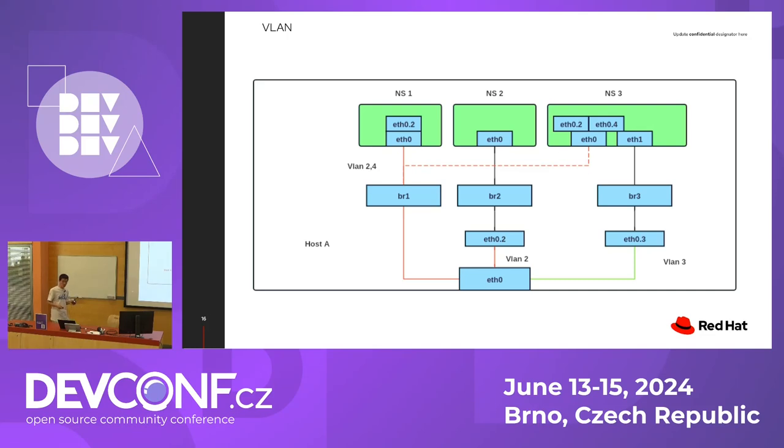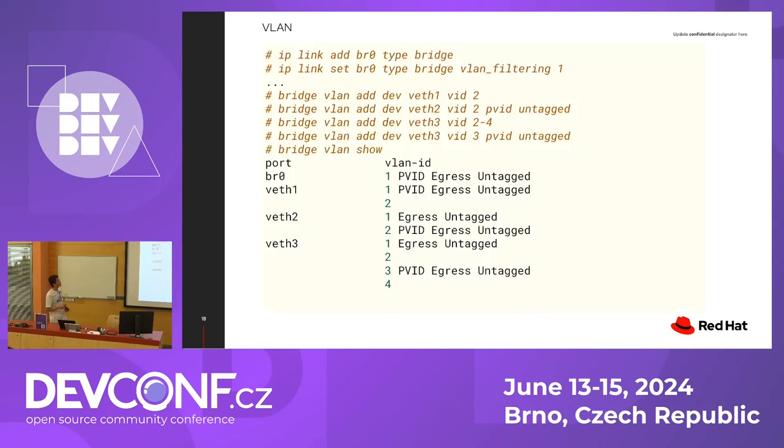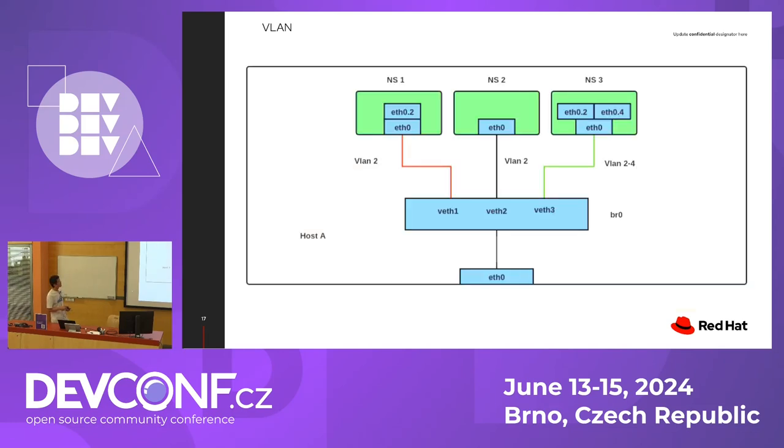So this costs a lot of work to the administrator because we need to create a lot of bridges and a lot of VLANs. So what should we do? After enabling VLAN filtering, the topology gets much simpler. We can see how to configure it first. First, we set the bridge vlan_filtering to 1 to enable it, and we add the veth1 device with VLAN 2. After that, the VLAN 2 packets can egress to this interface to NS1 directly, so it can receive the VLAN 2 packets.